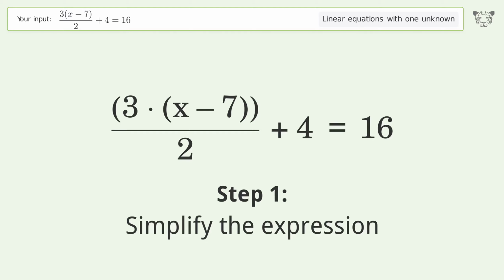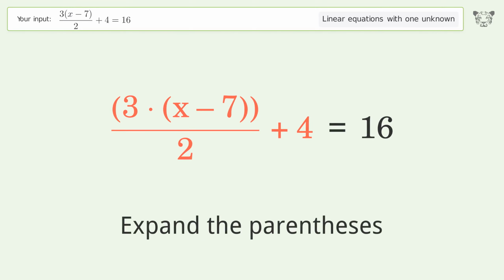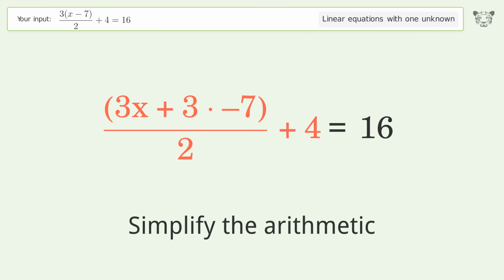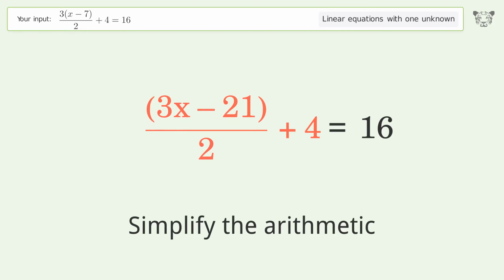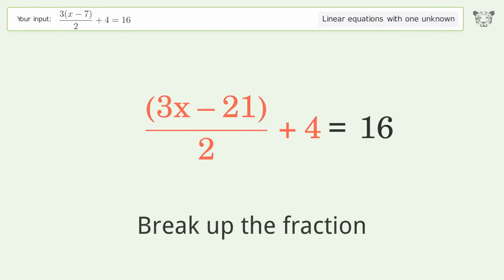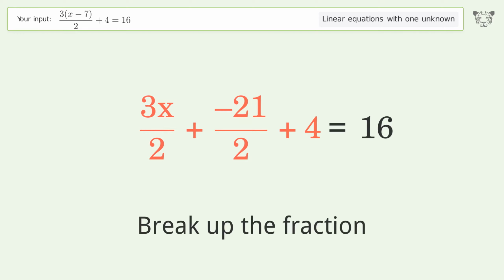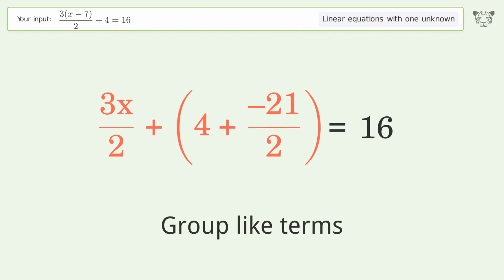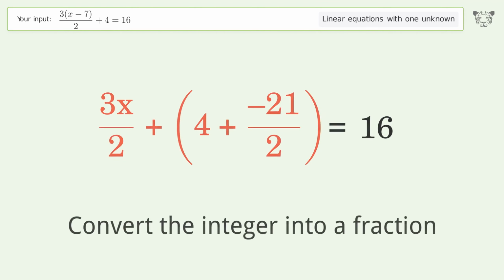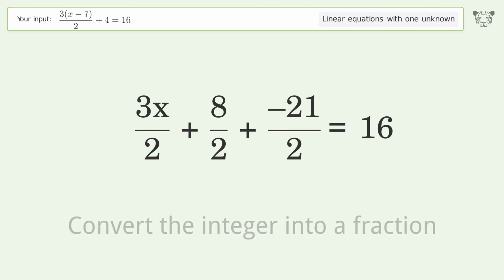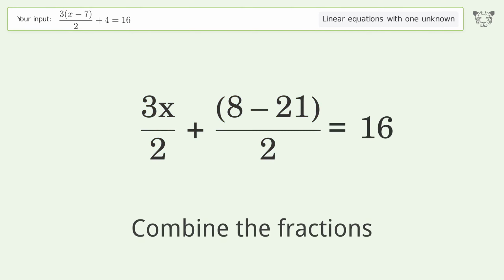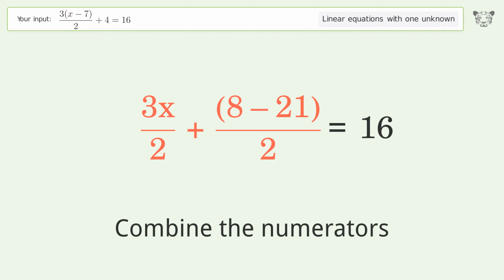Simplify the expression. Expand the parentheses. Simplify the arithmetic. Break up the fraction. Group like terms. Convert the integer into a fraction. Combine the fractions. Combine the numerators.